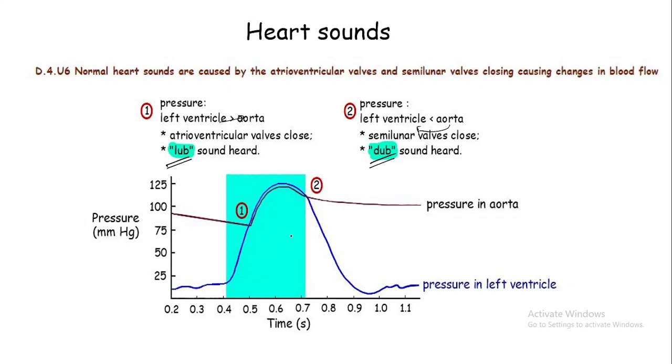This graph represents pressure in the left ventricle and pressure in the aorta. There is more pressure in the aorta when compared to the pressure in the left ventricle.